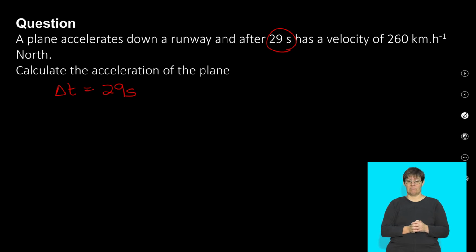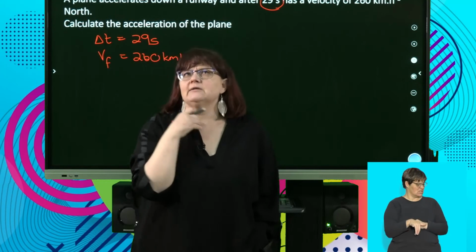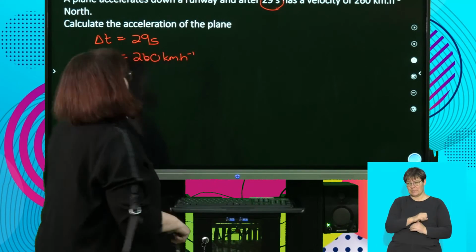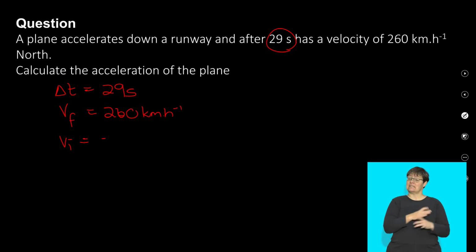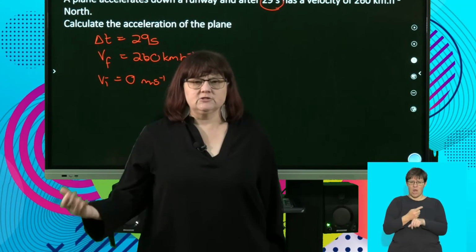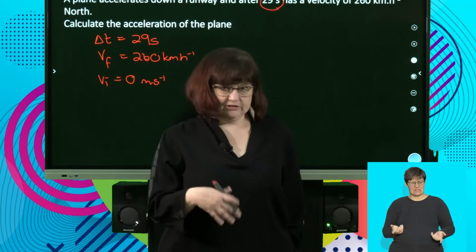We know the final velocity, which is 260 kilometers per hour. What's the initial velocity? Well, it's accelerating down a runway, so we can assume the initial velocity is 0. But that's meters per second. I'm hoping some of you are going, but there's a problem here. I've got kilometers per hour, and we need meters per second. Well, we just need to convert it.